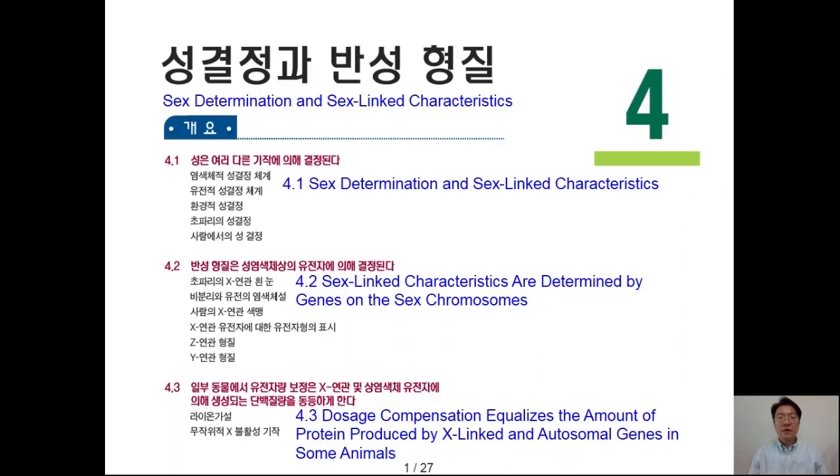Today we will learn about chapter 4. Chapter 4 is about sex determination and sex-linked characteristics. Chapter 4 is composed of three parts. First, we will learn about sex determination, second, sex-linked characteristics, and finally, dosage compensation.